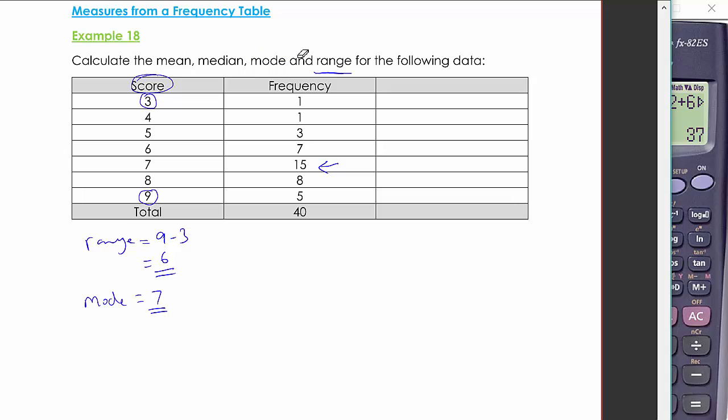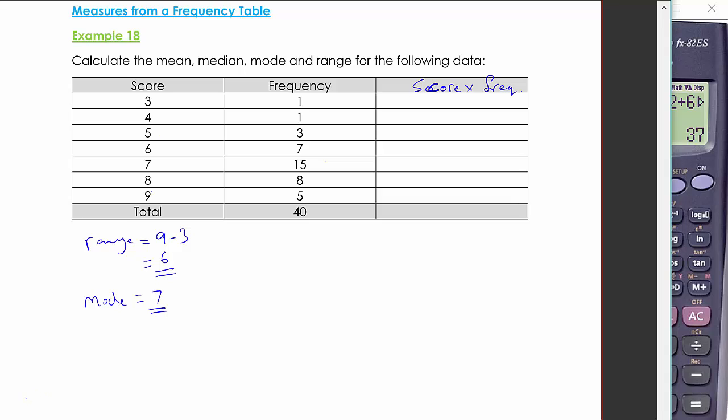So now let's look at the calculation of the mean. Now that one is a little bit more difficult, so I'm just making some space there for that. So what we're going to do here is we're going to make a column that's score times frequency. Now, why would we do that? So if we think about the data, there's 1 3 and there's 1 4 and there's 3 5s.